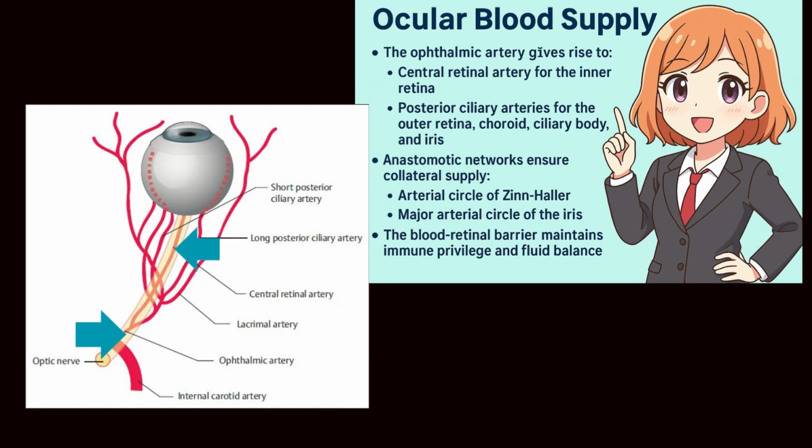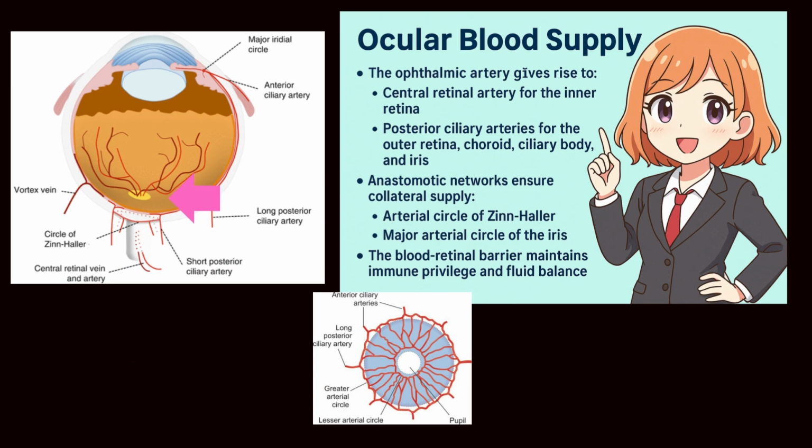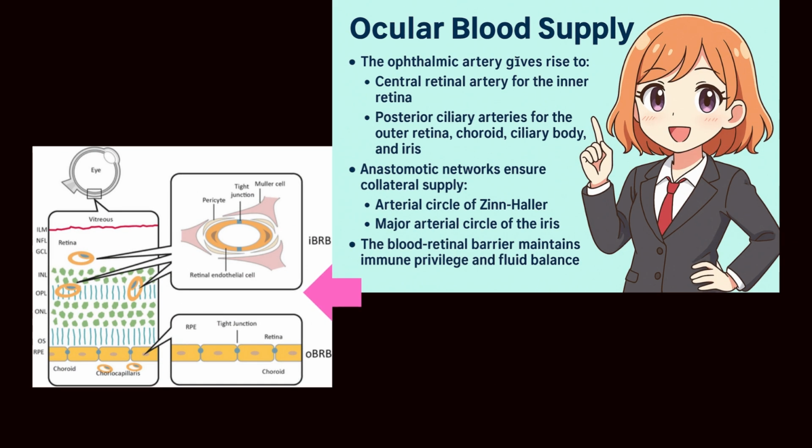In summary, the ophthalmic artery gives rise to the central retinal artery for the inner retina and to the posterior ciliary arteries for the outer retina, choroid, ciliary body, and iris. Anastomotic networks like the arterial circle of Zinn-Haller and the major arterial circle of the iris ensure collateral supply. The blood-retinal barrier, with its endothelial and epithelial tight junctions, maintains the immune privilege and fluid balance of the retina.